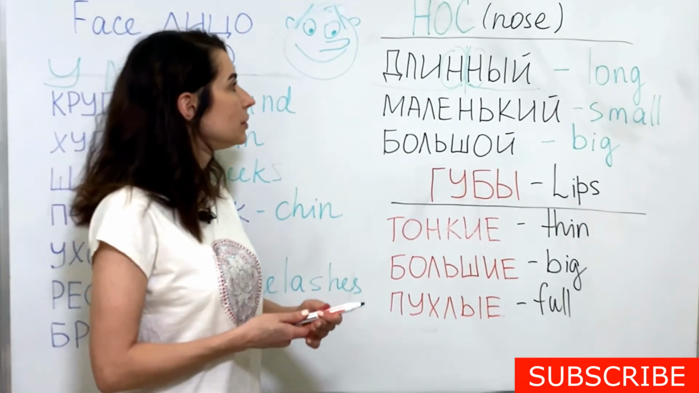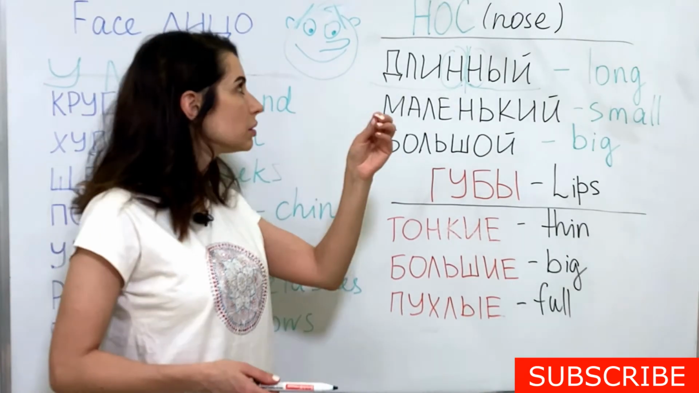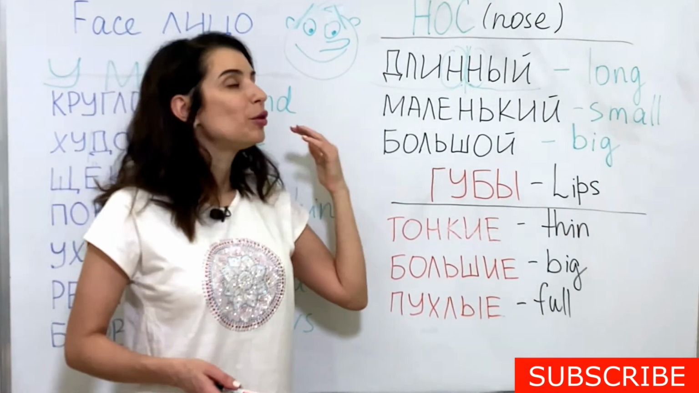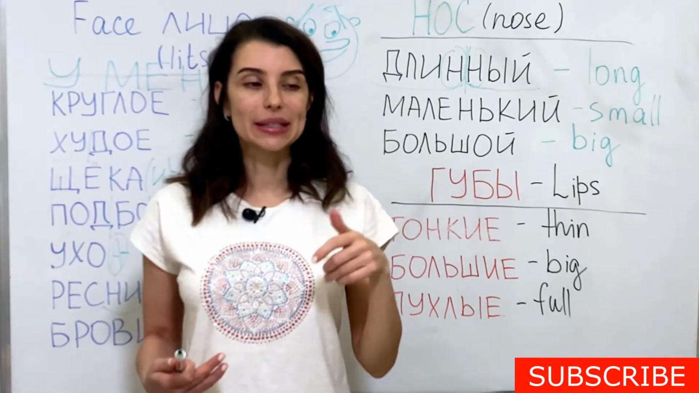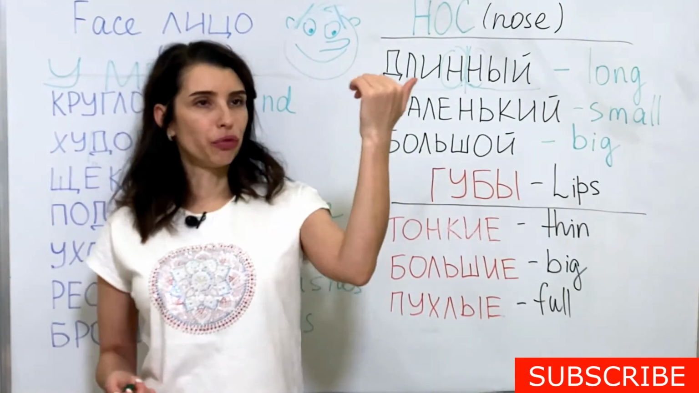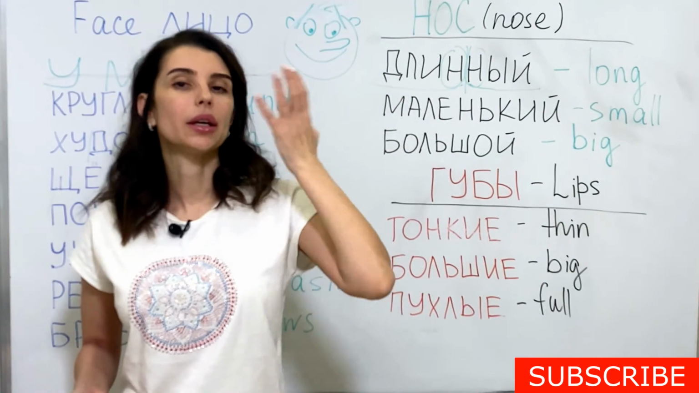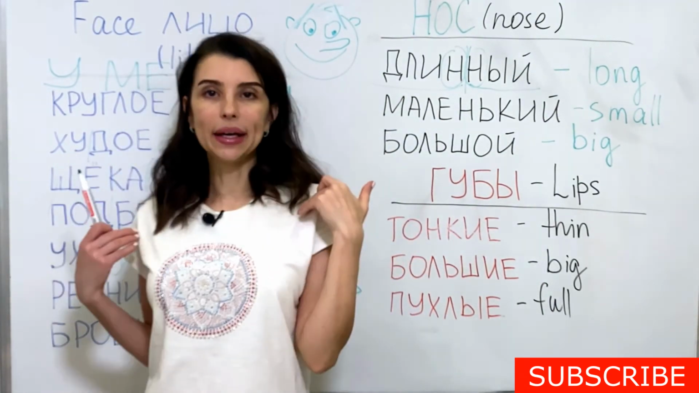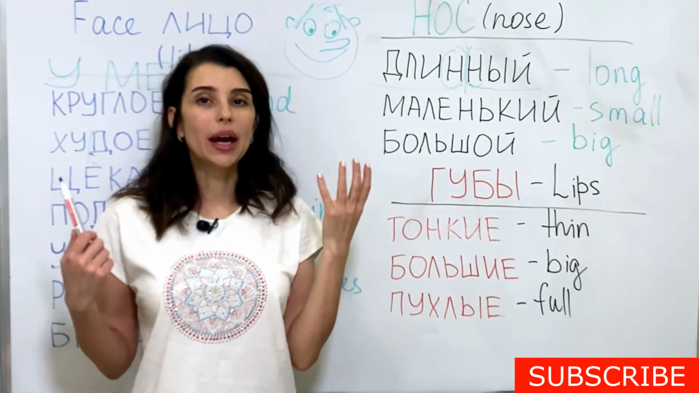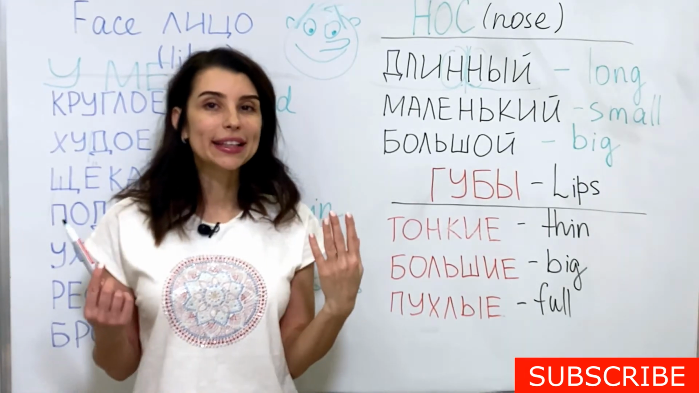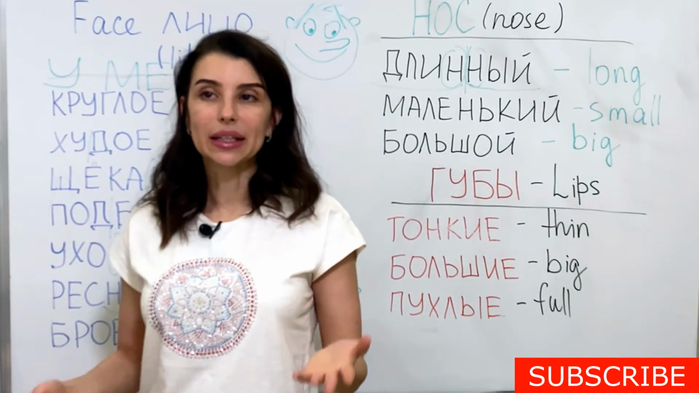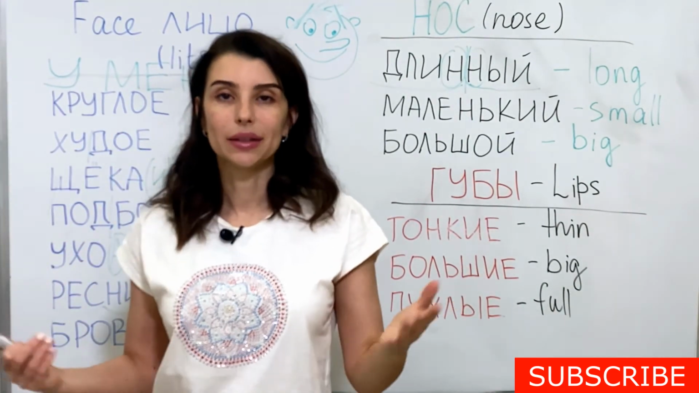So let's repeat. Длинный, long nose, длинный нос. У меня длинный нос. I have a long nose. У меня маленький нос. У него, it means he has. У него маленький нос. He's a baby, he has a small nose. У него большой нос. He has a big nose, because he's a man. У меня большой нос. If I say у меня, I have. Губы, lips. У меня маленькие губы. I can say that also. Маленькие губы, маленький нос, маленькие глаза. Small eyes, small nose, small lips.